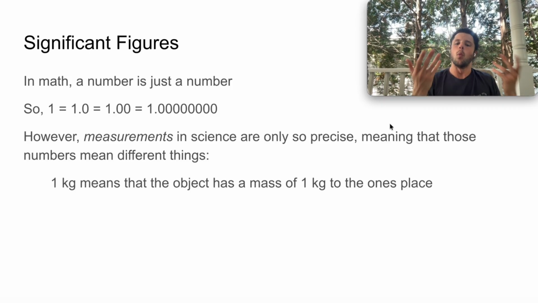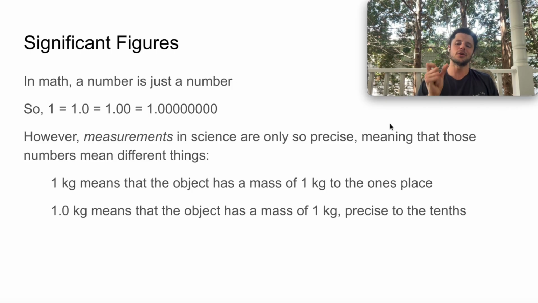Right? So if we just have the number 1 with no decimal after it, 1 kilogram, for instance, since we're discussing a measurement, we would want to describe what units we're measuring in. 1 kilogram means that the object has a mass of 1 kilogram, and we know that mass to the ones place, meaning we know this isn't 0 kilograms, this isn't 2 kilograms, it is exactly 1 kilogram.